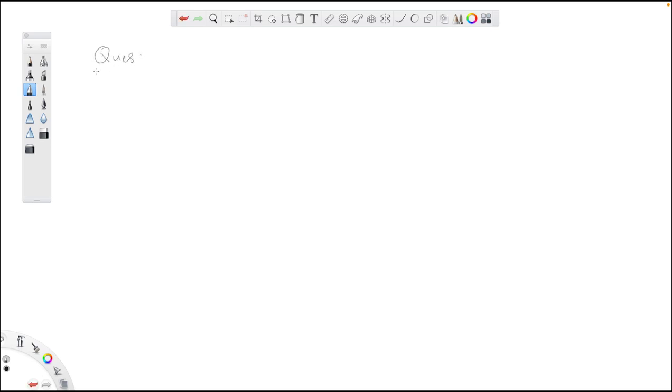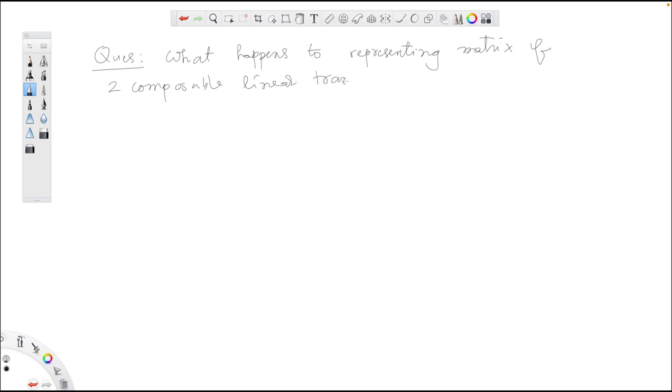So here is the question. What happens to the representing matrix if two composable linear transformations are composed to yield another linear transformation?